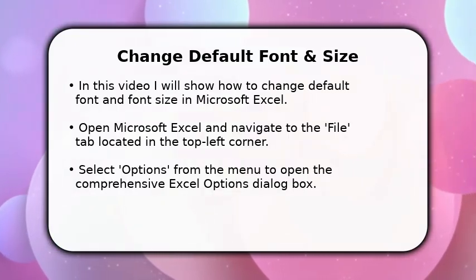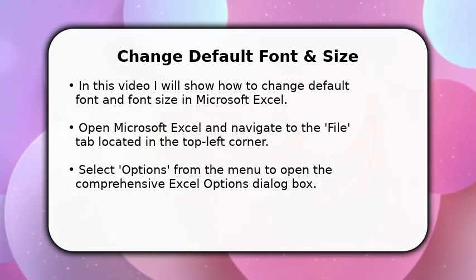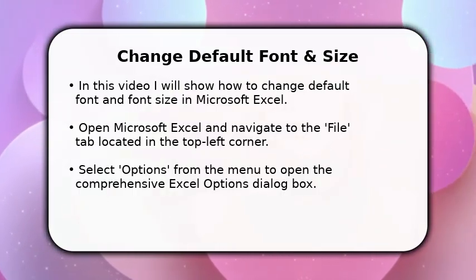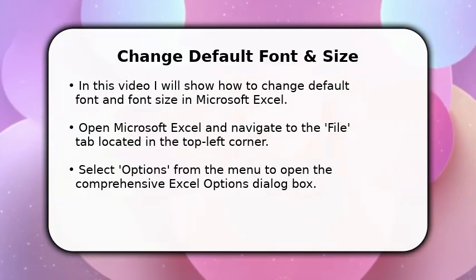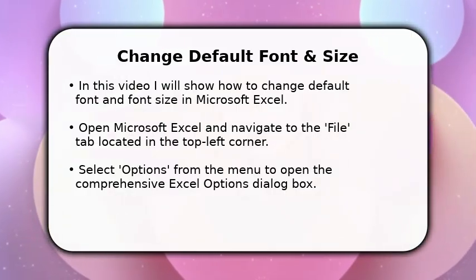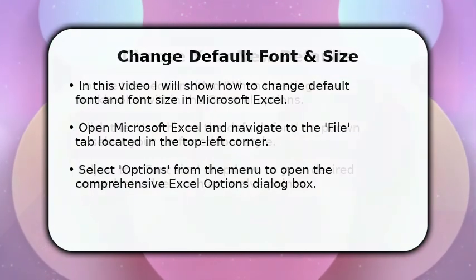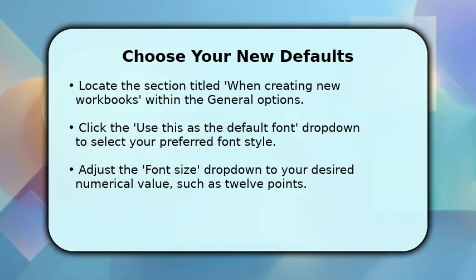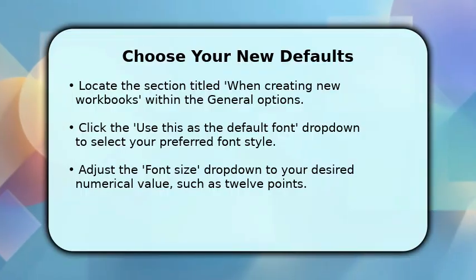Then, select Options from the menu that appears. This action will open the Excel Options dialog box. Make sure the General category is highlighted on the left side to proceed. Now, within the General options, find the section labeled When creating new workbooks.